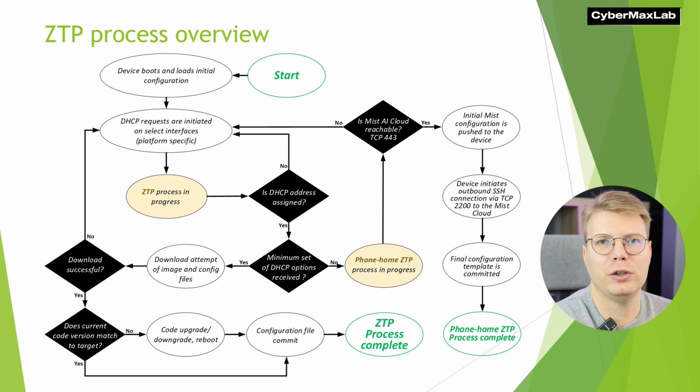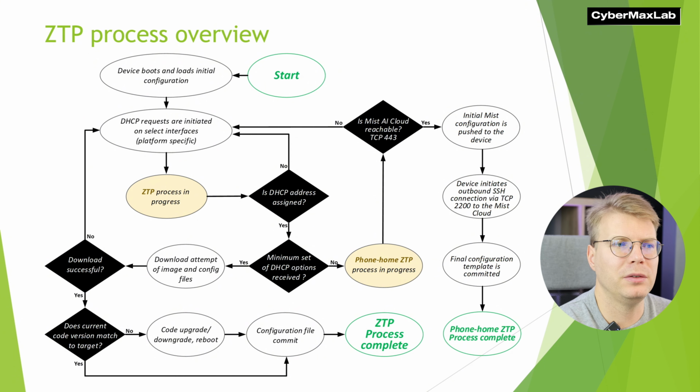the cloud will provision certain configuration to the device, including the authentication required to communicate with the cloud. Commit happens on the device, and then the device opens an outbound SSH connection via TCP 2200 back to the Mist cloud. As soon as this communication is up, and this is the main channel for how it communicates to the cloud, the final configuration template is pushed, and then Phone Home ZTP is successful. Another name for Phone Home ZTP is Phone Home Client, or PHC.